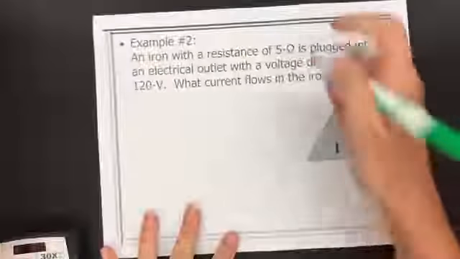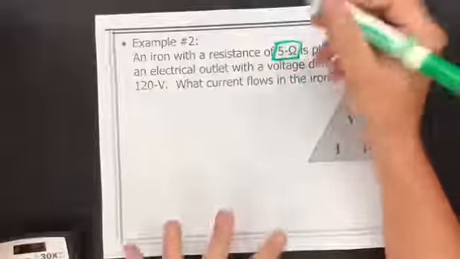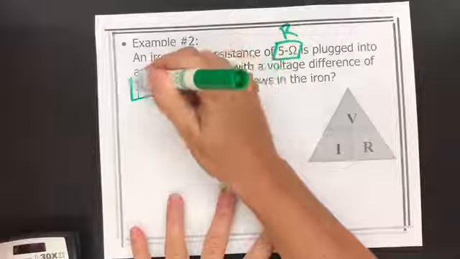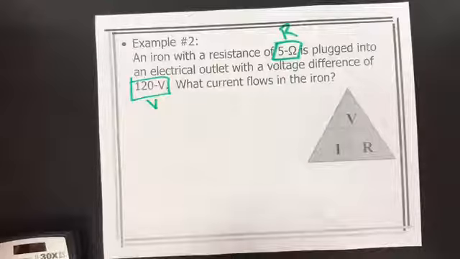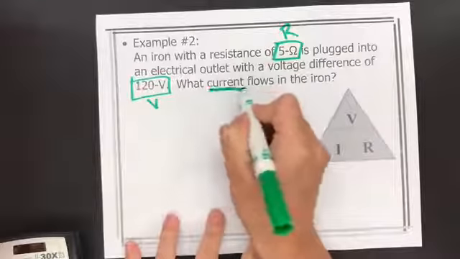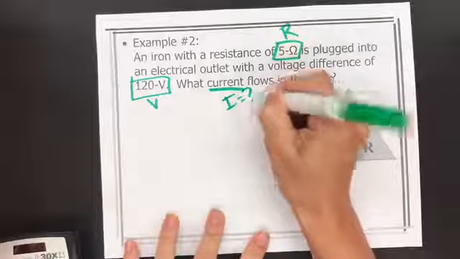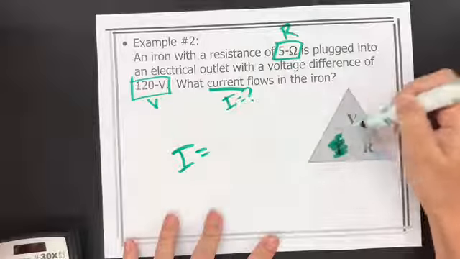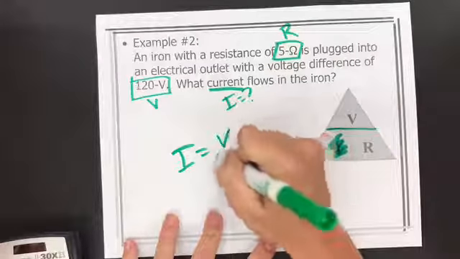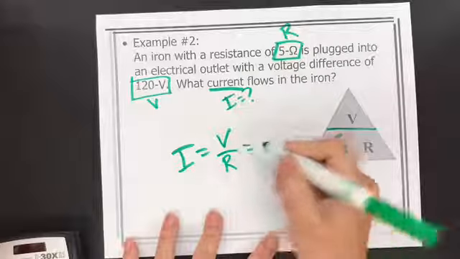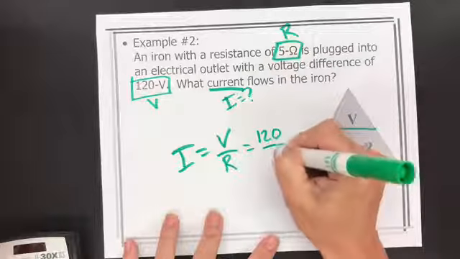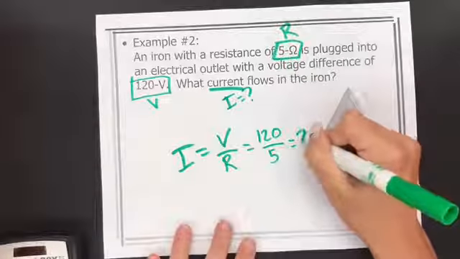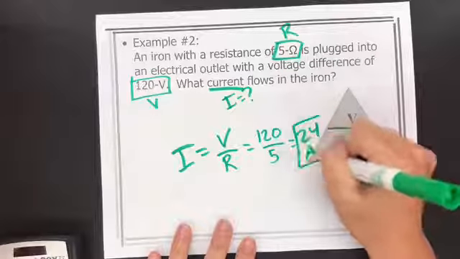Second example. A resistance of 5 ohms, that's our R, is plugged into an outlet, voltage difference of 120 volts, so V is V, so that one should be an easy one. Everybody should be able to identify that V. Current, what letter is current? We are looking for I. So here we go with the triangle. We shade in I, see how V is on top of R already. So that's exactly what's going to happen in our formula. So all you're going to do is V, 120, divided by 5. So 120 divided by 5 gives you 24 amps. And there you are.